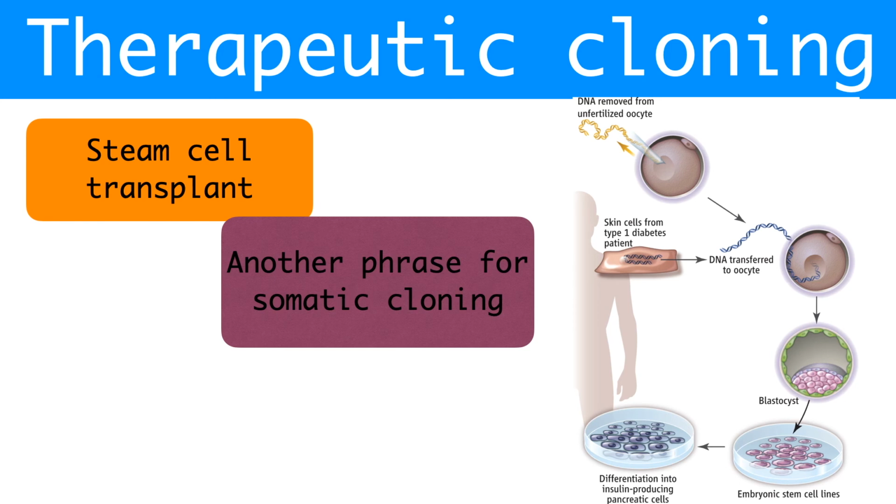I am giving you an example of developing insulin-producing pancreatic cells from type 1 diabetic patients. How do we carry out this cloning? We take unfertilized oocytes and remove the DNA from there. From the type 1 diabetic patient's skin, we take the specific DNA and put it into that oocyte. After transferring it into the oocyte, a blastocyst forms, and it gives embryonic stem cell lines. These embryonic stem cell lines will later be differentiated into insulin-producing pancreatic cells. In this way, the insulin-producing pancreatic cells will be developed and later used for insulin production and treating diabetes.